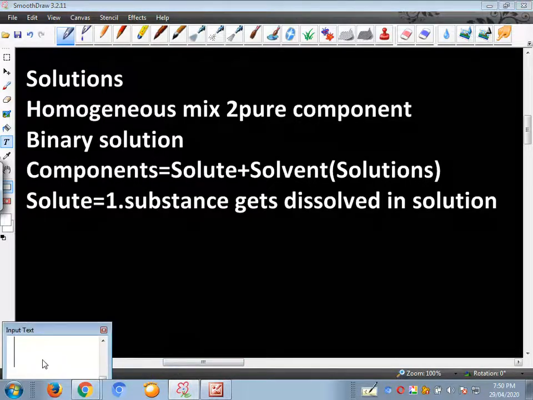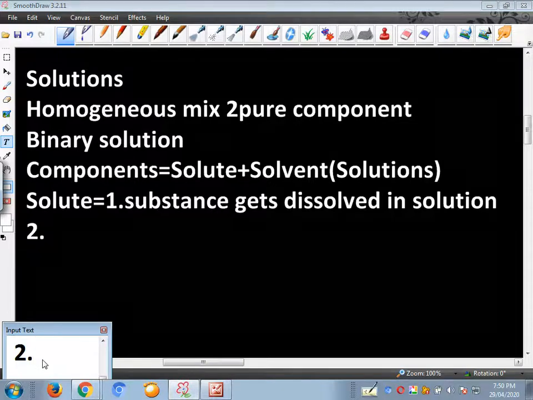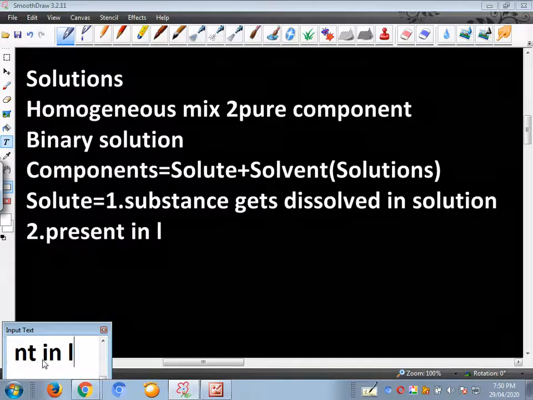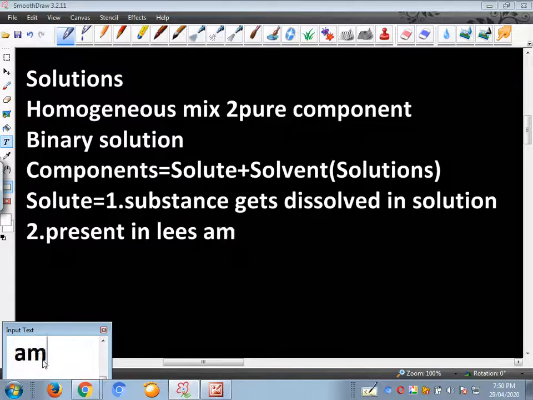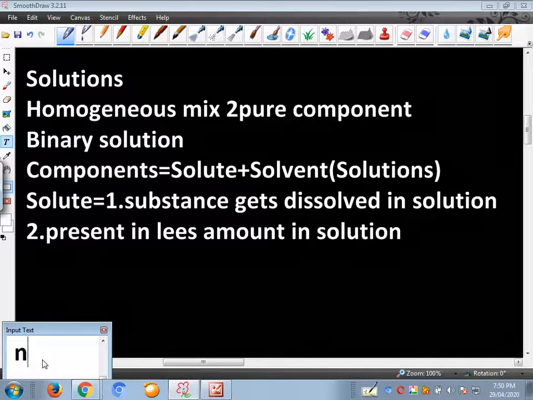Or there is one more way of defining solute: the substance which is present in less amount in a solution. So there are two definitions, and you can go with whichever you feel is easy.